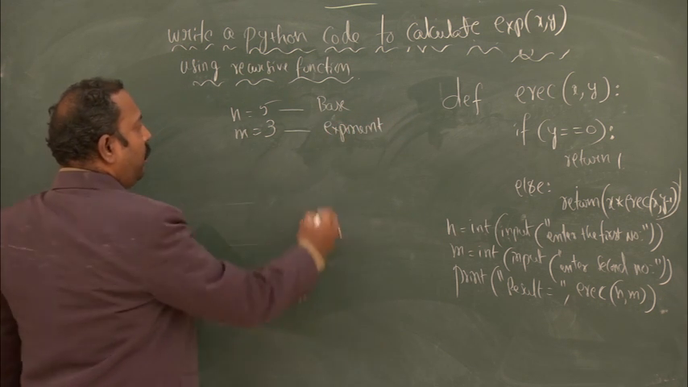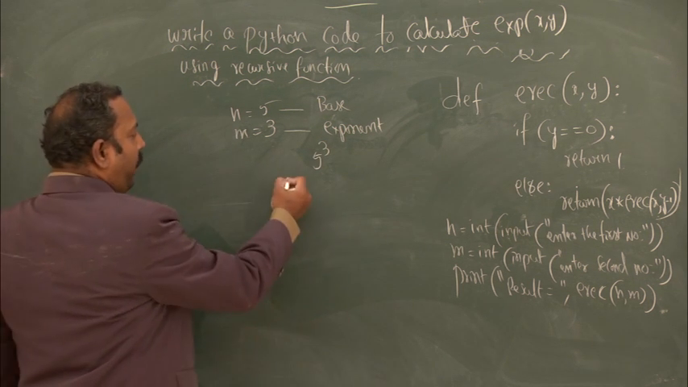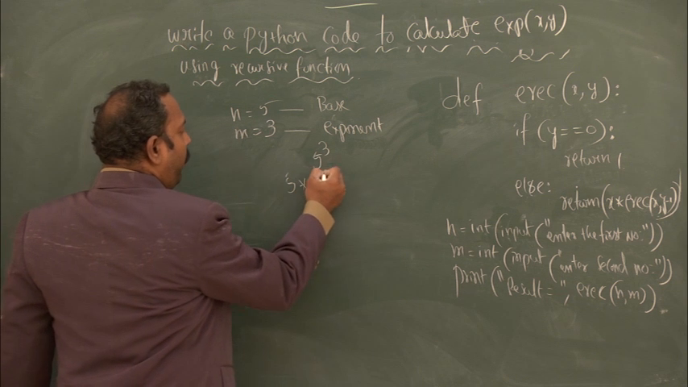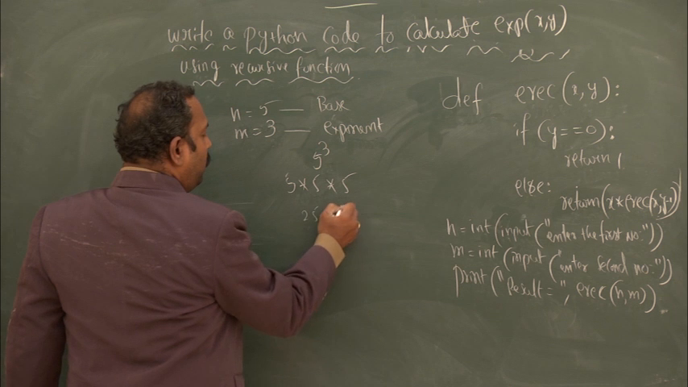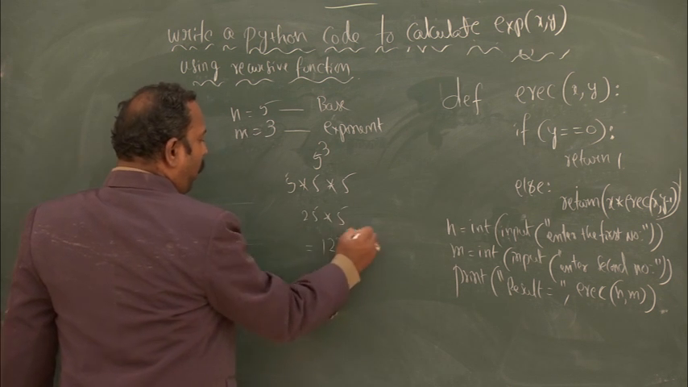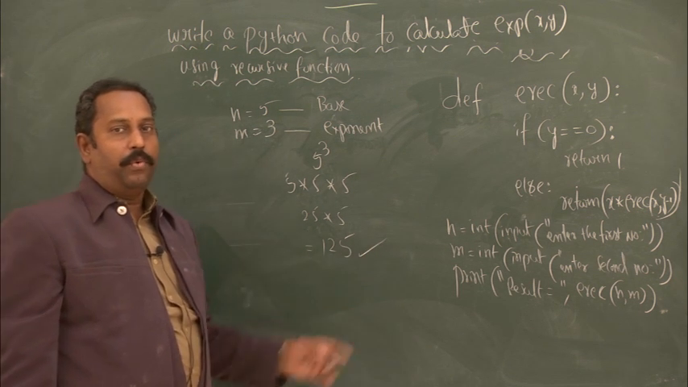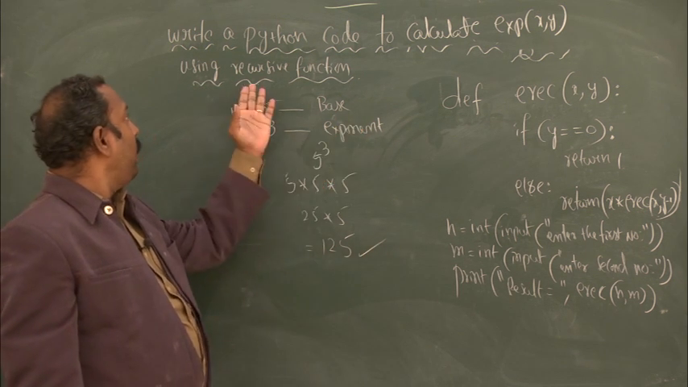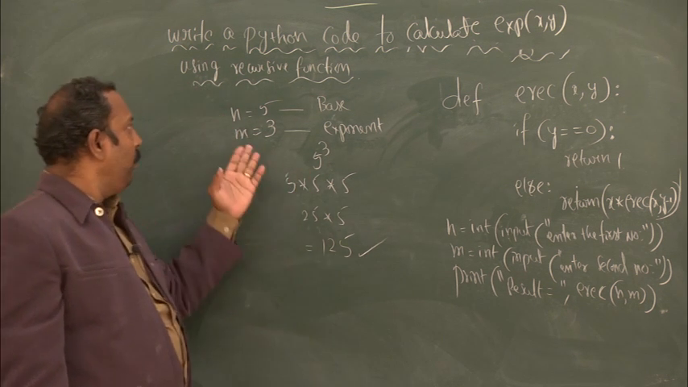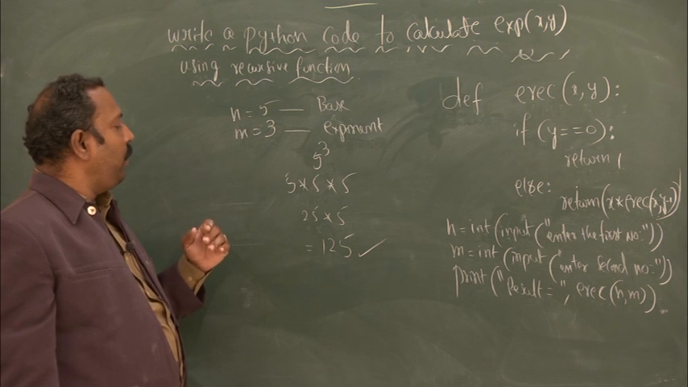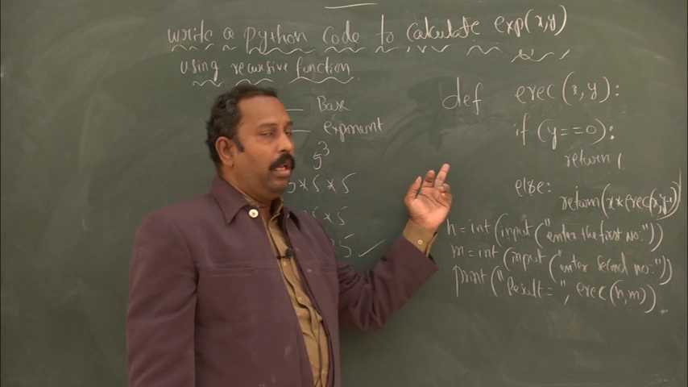Suppose I want to find 5 cube. We already know how to find 5 cube: 5 into 5, 25 into 5 is equal to 125. We have to get this output. So we have to write the logic to find the exponent x power y by using a recursive function. So n equal to 5, m equal to 3.